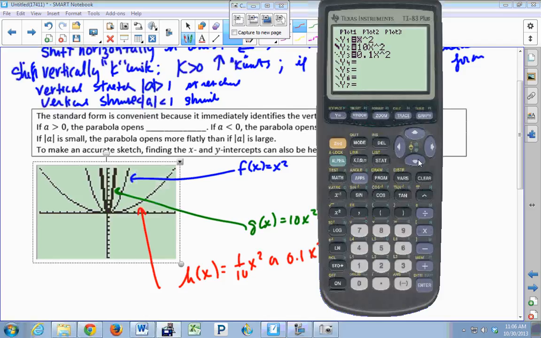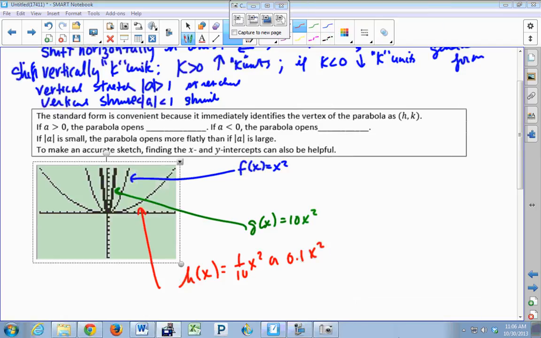So let's take a couple of these out. We don't want to get too crowded here. So let's just change 10x squared to -10x squared. So it has exactly the same shape. It's just going to reflect or open up downward. So there's 10x squared and there's negative 10x squared. Okay, so if A is negative, our parabola opens downward.